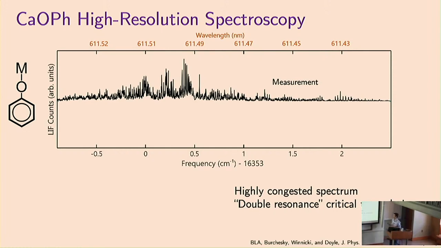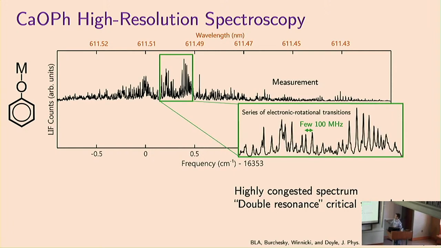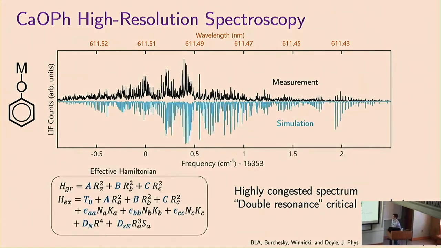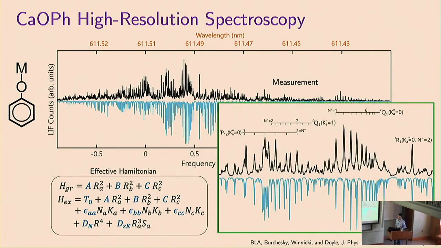But using a number of different tools, we were able to investigate the spectrum and actually fit it quite accurately. So we used a pretty simple effective Hamiltonian model, and we're able to reproduce the lines in the spectrum with almost line-to-line accuracy. So you can see we're able to simulate the intensities and the positions of these lines quite well and identify the ground state and the excited state rotational levels involved in these transitions.